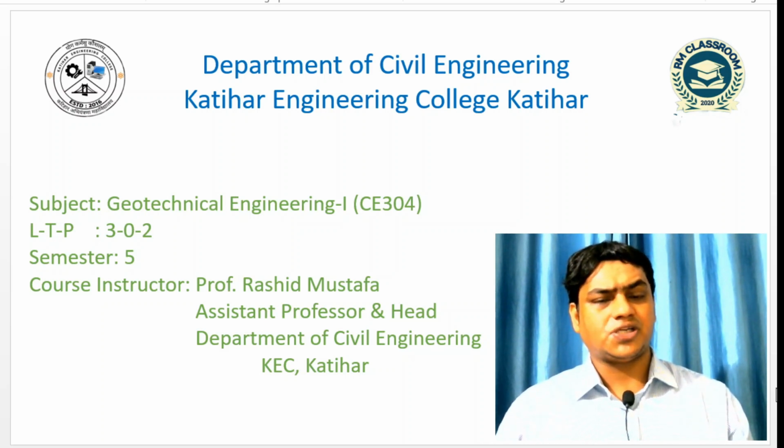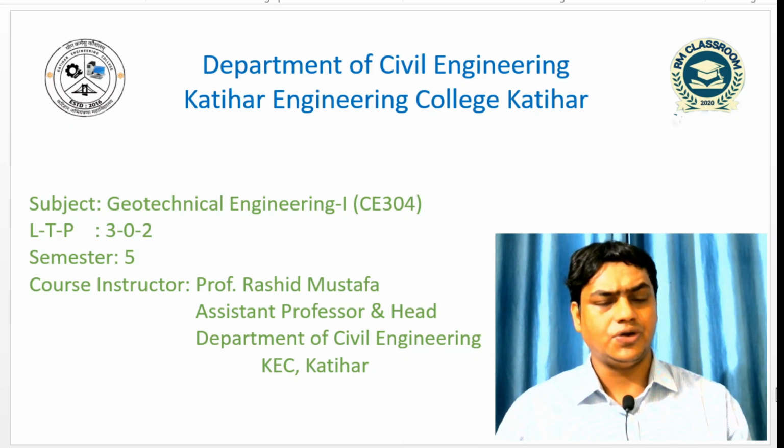Similarly, the next expression I have derived is the relationship between dry density, bulk density and water content, and the expression was gamma D is equal to gamma B divided by 1 plus W. And the last expression I have derived is the relationship between dry density, percentage air voids, specific gravity of solid and W. And the expression was gamma D is equal to 1 minus eta A into G gamma W divided by 1 plus W into G.